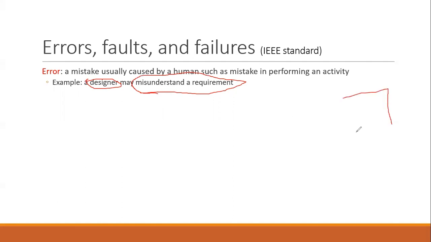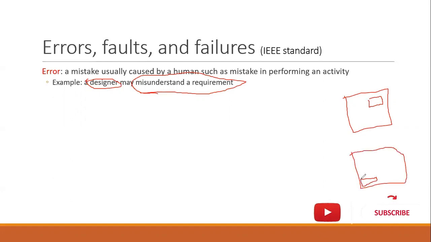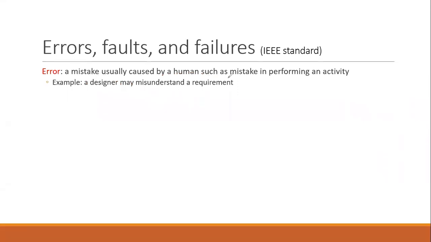You told him to make a page where the button is on the top right, but he made a web page and the button is on the bottom right. So this is a design error. This was asked by the user, and this was done by the developer, right? So this is the error: a mistake usually caused by a human, such as a mistake in performing an activity. An example is a designer who misunderstood the requirements given by the user, by the client, and made an error.